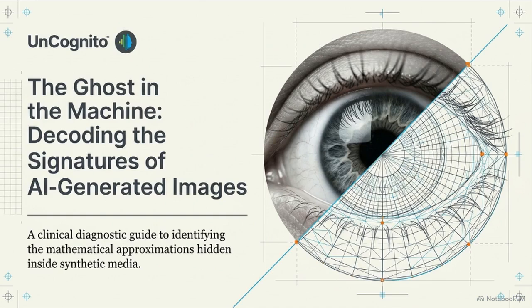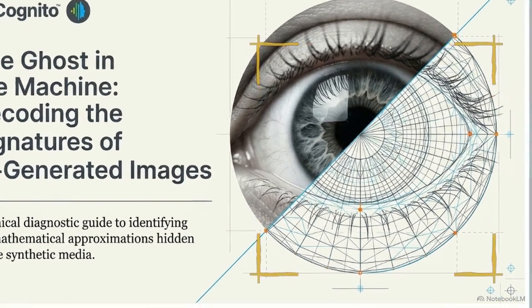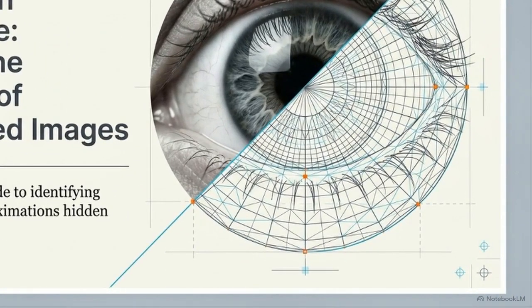Generative AI has rendered traditional visual forensics obsolete. We must look past the surface into the mathematical wireframe of synthetic media. The bad Photoshop relied on human errors. Machine learning bypasses these tells, generating pixel data based on statistical probability.